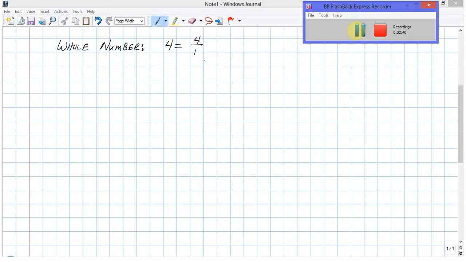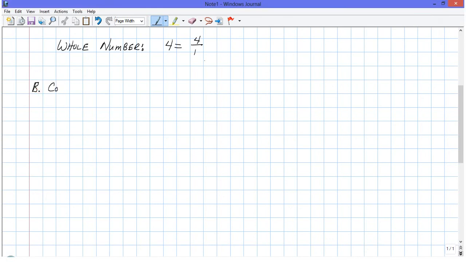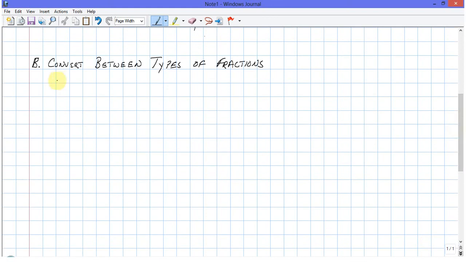Okay, now the next thing we want to be able to do is convert between the various types of fractions. And what I said before, one of the things we had would be a whole number to an improper fraction. So let's take a look again at that. If I had a whole number to an improper fraction, I simply put it over 1. So 5 would go over 1.